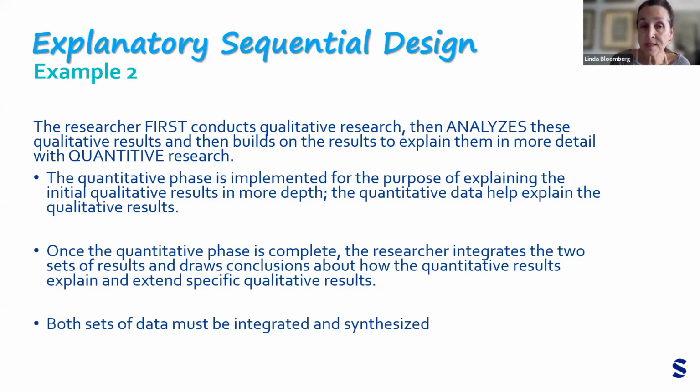And once the quantitative phase is complete, the researcher integrates the two sets of results and draws conclusions about how the quantitative results explain and extend specific qualitative results. But again, both sets of data must be fully integrated and synthesized for this to be a rigorous study. It's not like two separate studies. The sum is greater than the parts.